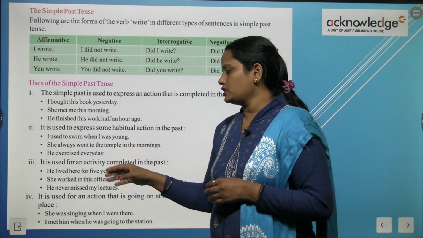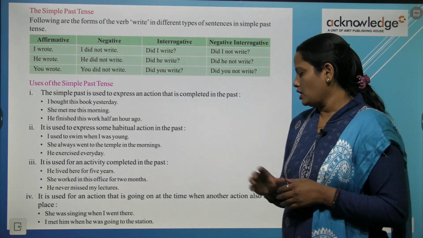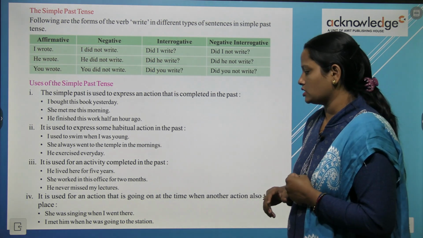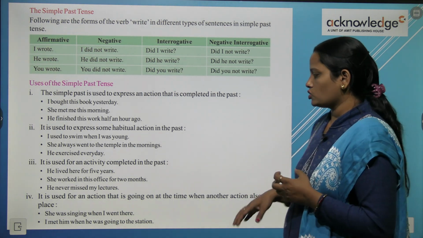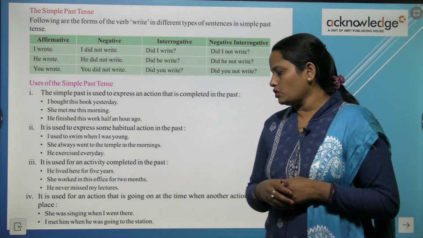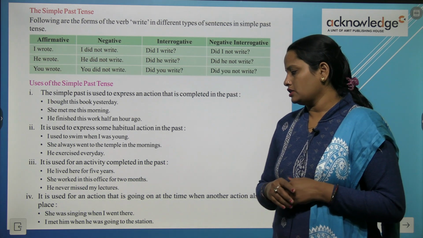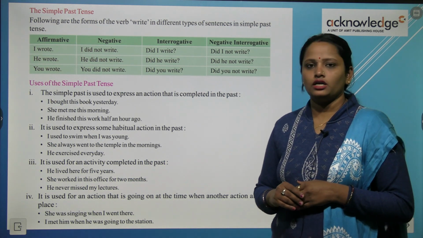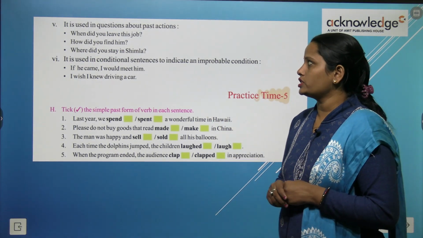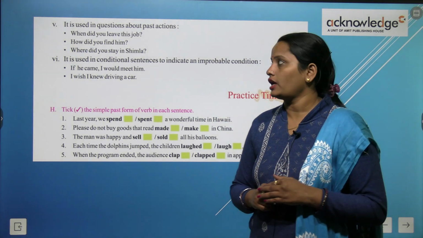Now the fourth one is, it is used for an action that is going on at the time when another action also took place. So this is talking about an action that has already finished. She was singing when I went there. I met him when he was going to the station. It is used in questions about past action. So it is used for questions also.